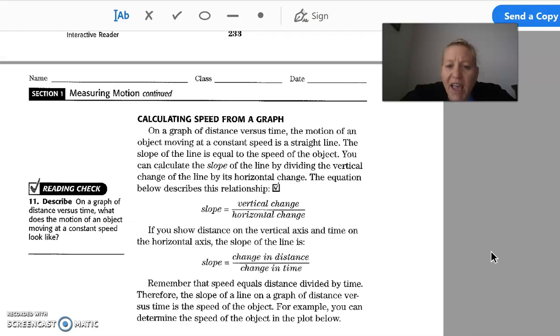Let's do a reading check. On a graph of distance versus time, what does the motion of an object moving at a constant speed look like? It should be a straight line.